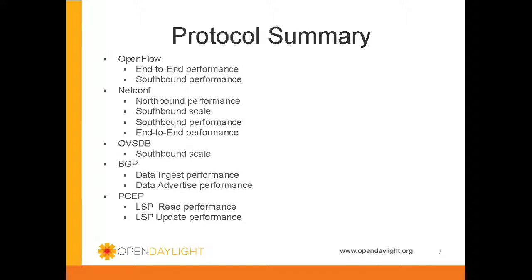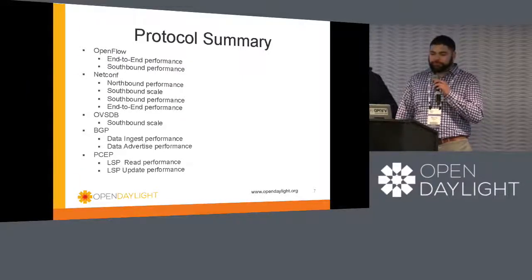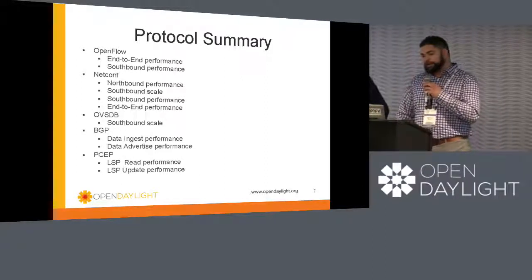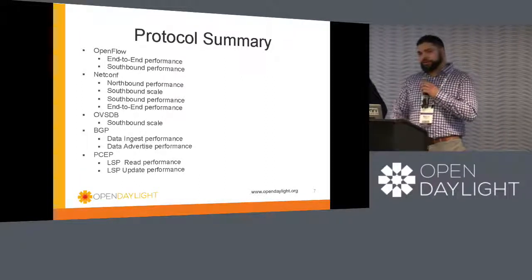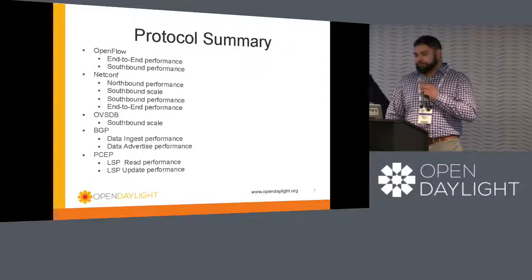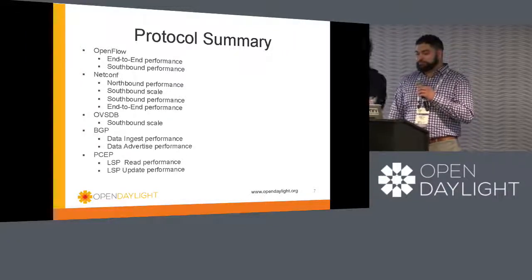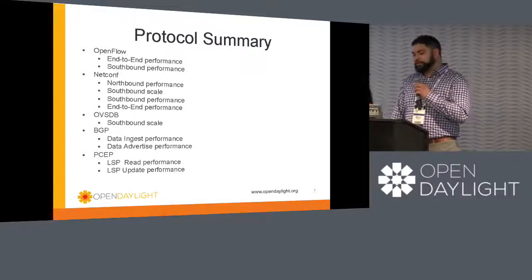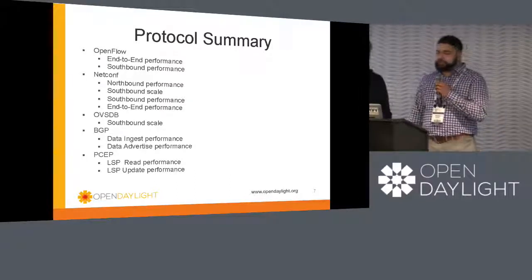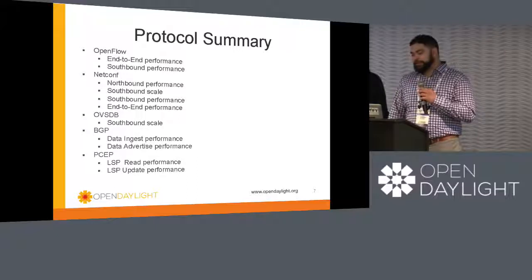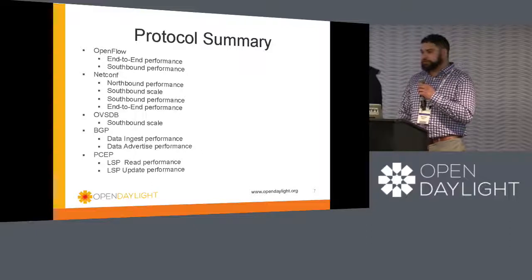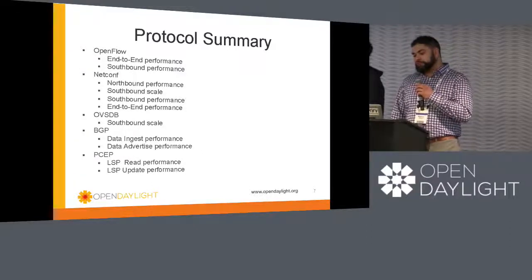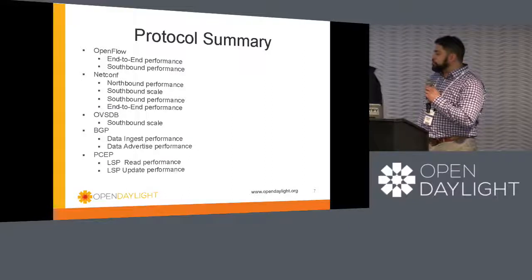So here's a beginning. This is a protocol summary. The top got cut off, so I'll repeat that part. We did some OpenFlow tests. We did end-to-end performance, and we did southbound performance tests. We did NETCONF tests. We did some northbound performance, some southbound scale tests, southbound performance, and end-to-end performance for NETCONF. For our OVSDB project, we did a southbound scale test. And for BGP, we did a data ingest performance and data advertised performance. Obviously, I'm just reading these off, but we're going to talk more about what those tests include in a second. For PCEP, we did an LSP read performance and LSP update performance.